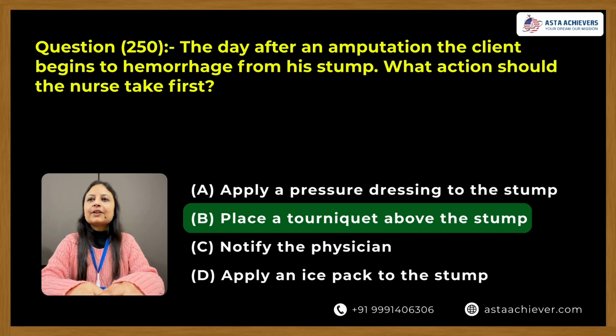So question 250. The day after an amputation, the client begins to hemorrhage from his stump. What action should the nurse take first? Option A, apply a pressure dressing to the stump. Option B, place a tourniquet above the stump. Option C, notify the physician. And option D, apply an ice pack to the stump. So option B, place a tourniquet above the stump, is the correct answer, because it will help to stop the bleeding immediately.